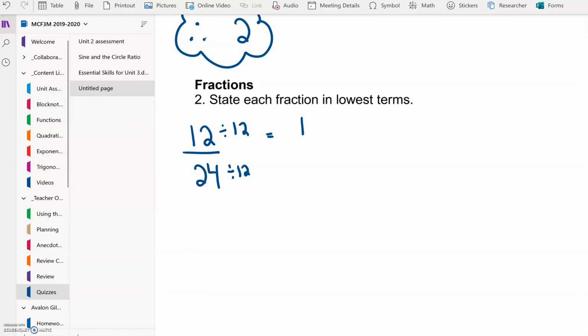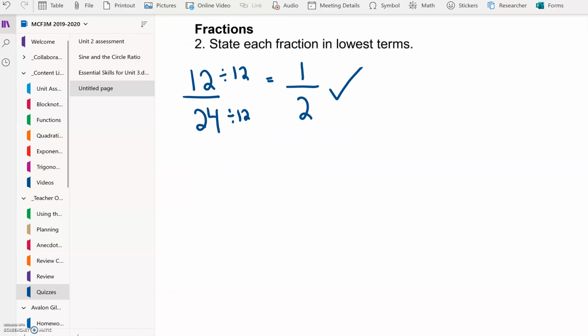So 12 divided by 12 is 1. And 24 divided by 12 is 2. That's the final answer. The problem becomes when you have 12 over, let's say, 18. So I have to figure out if 18 divides by 12, and it doesn't. It doesn't divide evenly. So you have to find a number that's lower than 12 for this to work.